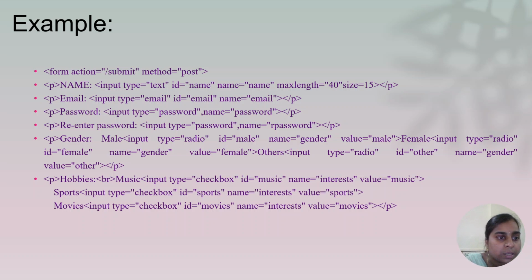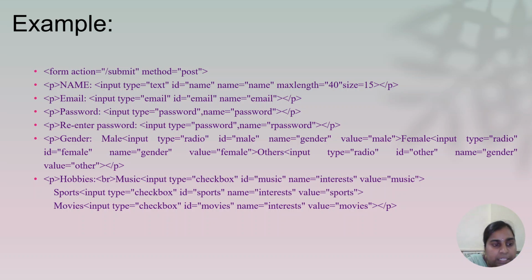So this is also another label. Here I am taking the input type. The input type is email, and the ID is email, and the name of this is email. Then I am closing the paragraph tag. Same as the email, here I am taking the password.